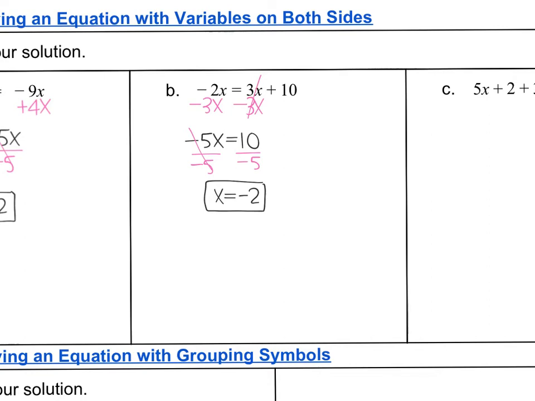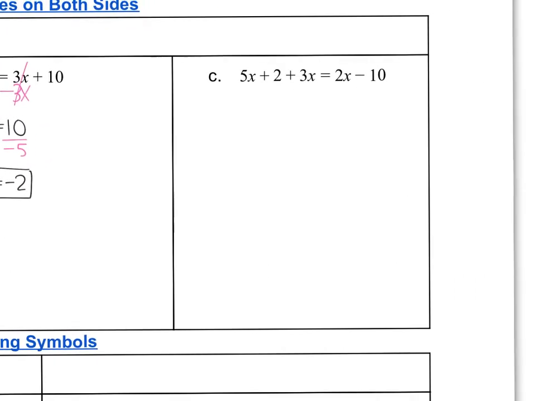All right, on the next one, we have variables on both sides. We have a 2x here, we have a 3x here, and a 5x here. But on the left side, we have two terms that have variables. So before I move one, I'm going to combine those. Combining like terms is always the first step. So I'll combine those to get 8x plus 2. And then on the other side, I have 2x minus 10.